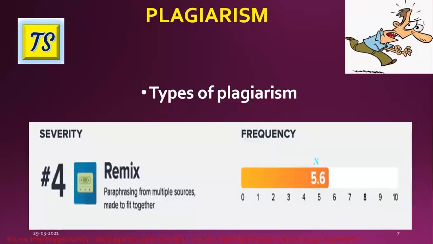This is the fourth type, named remix type plagiarism. In this type, paraphrasing from multiple sources and making it fit together. We refer to various electronic documents, not printed. Online, you access various sources and you collect them. Finally, you accumulate them and it will be recorded in your research. This is called a remix type.